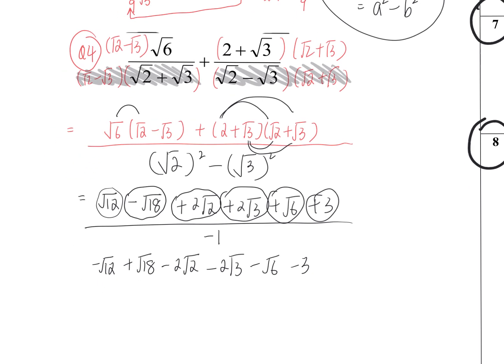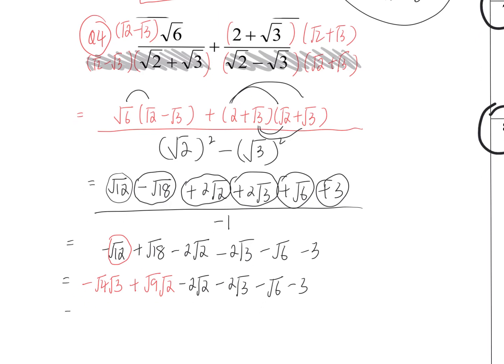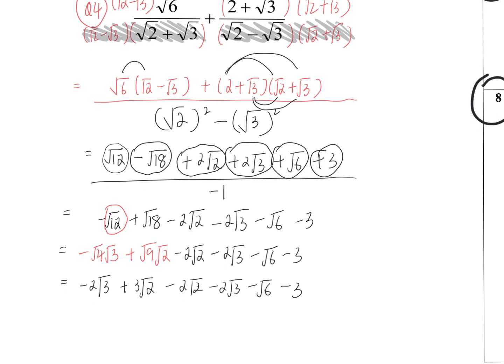Okay, so now it's about simplifying. So this one I can simplify some more. This one is root 4 and root 3. This one is root 9 and root 2. Okay, the rest, there's no need to split any further. So this is minus 2 root 3. This is 3 root 2.